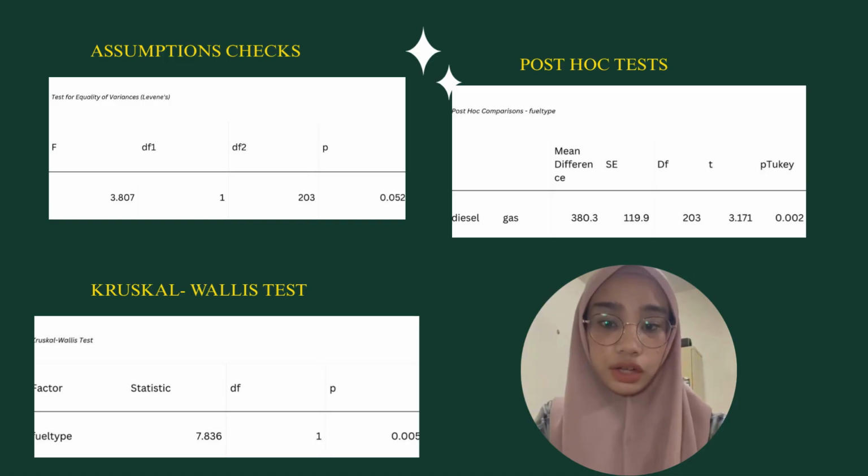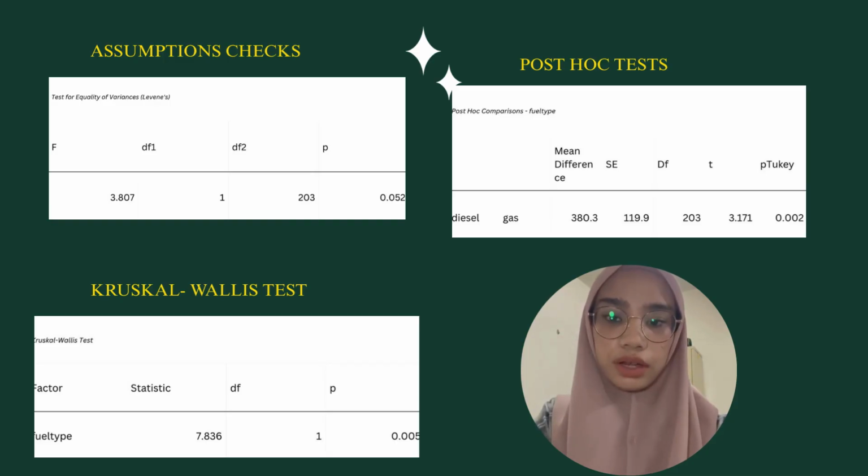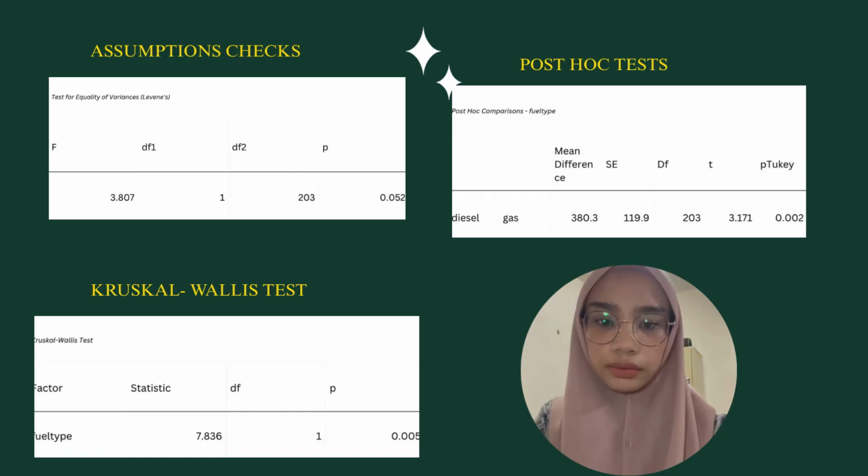As an additional check, I also ran the Kruskal-Wallis test. This is the non-parametric version of ANOVA. We use this when data is not normal and variance is not equal. The result is test statistic 7.836, p-value 0.005. Since 0.005 is less than 0.05, it also shows a significant difference. So the Kruskal-Wallis result supports the ANOVA findings. Both tests agree that fuel type does affect curb weight.